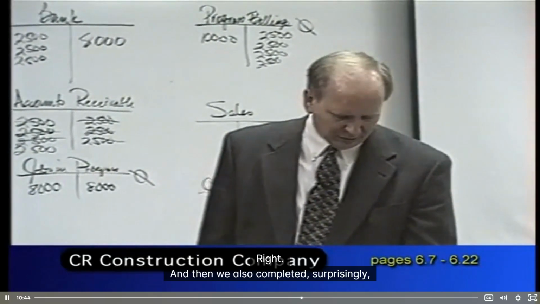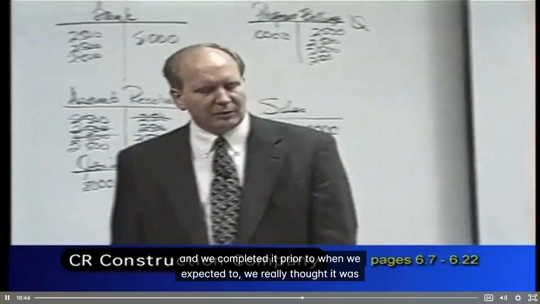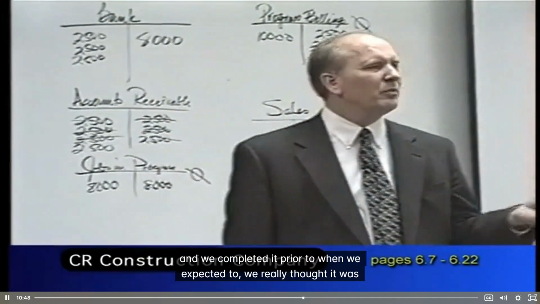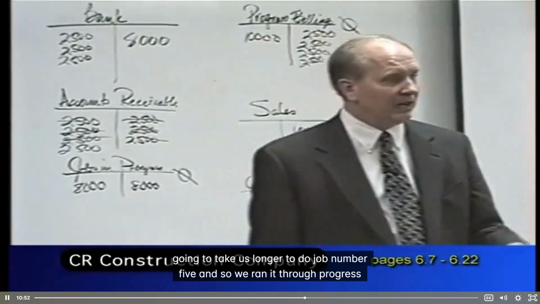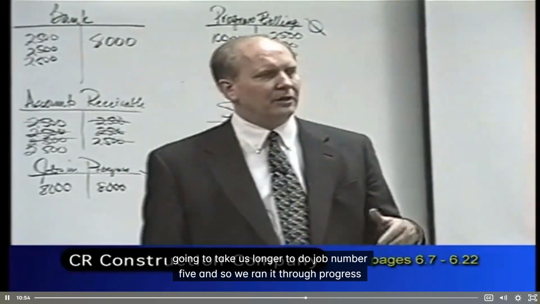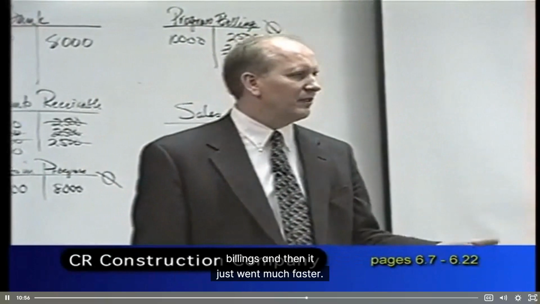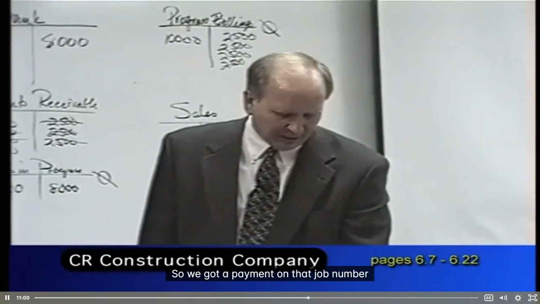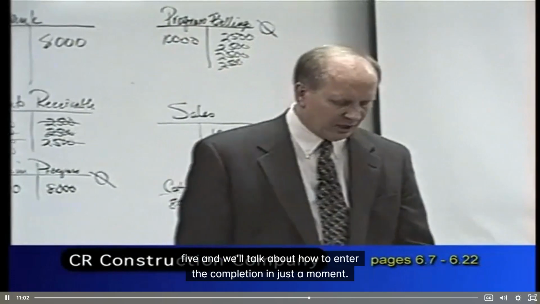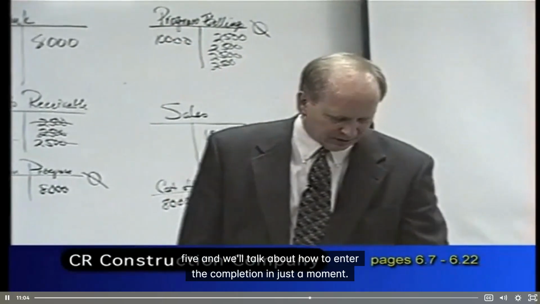And then we also completed, surprisingly, and we completed it prior to when we expected to. We really thought it was going to take us longer to do job number 5, and so we ran it through progress billings, and then it just went much faster. We were able to put more time and effort against it than we expected, so we got a payment on that, job number 5. And we'll talk about how to enter the completion in just a moment.